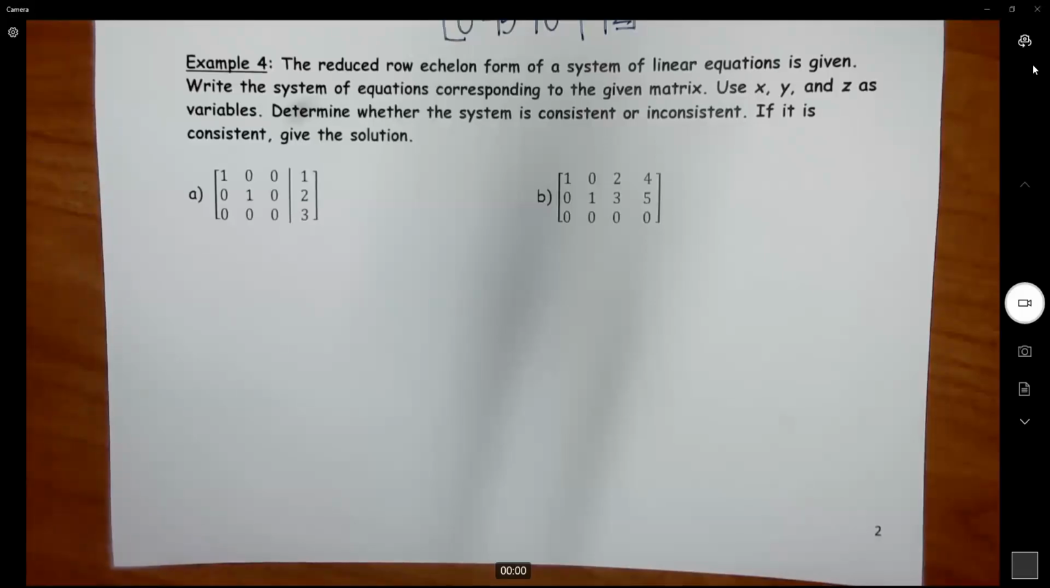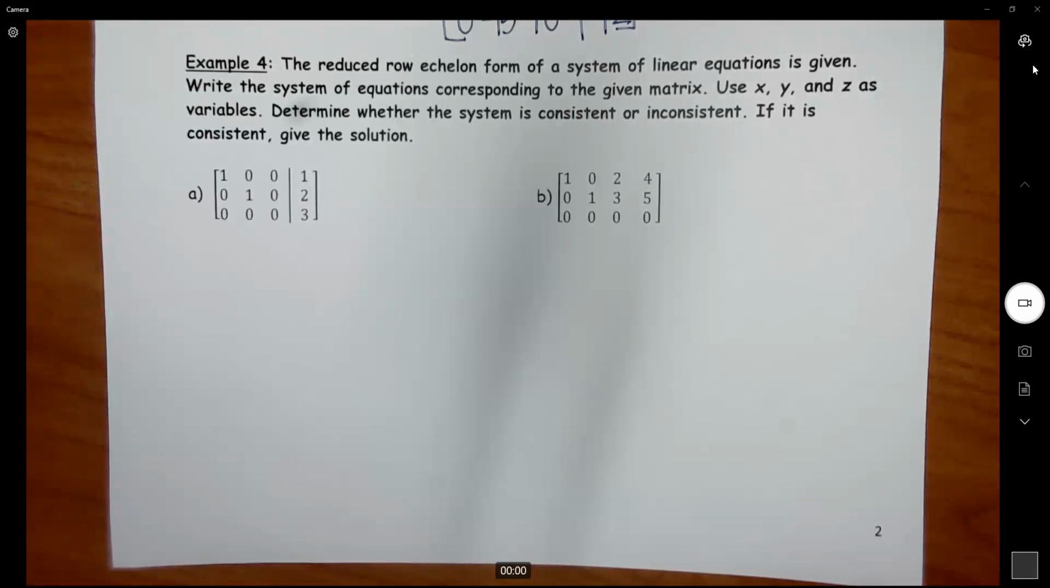In this video, we're going to go from augmented matrix to determining what the solution is. Spoiler alert, these are your special cases when you have no solution or infinitely many solutions.